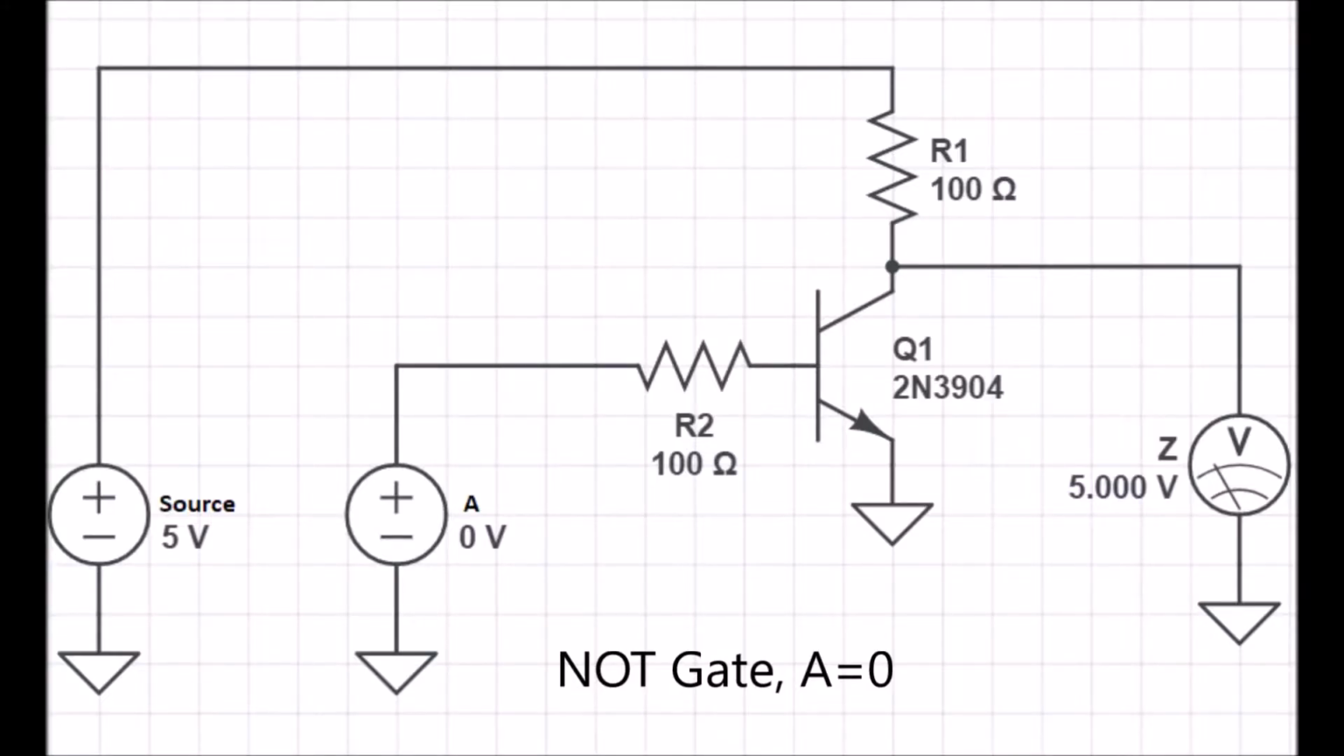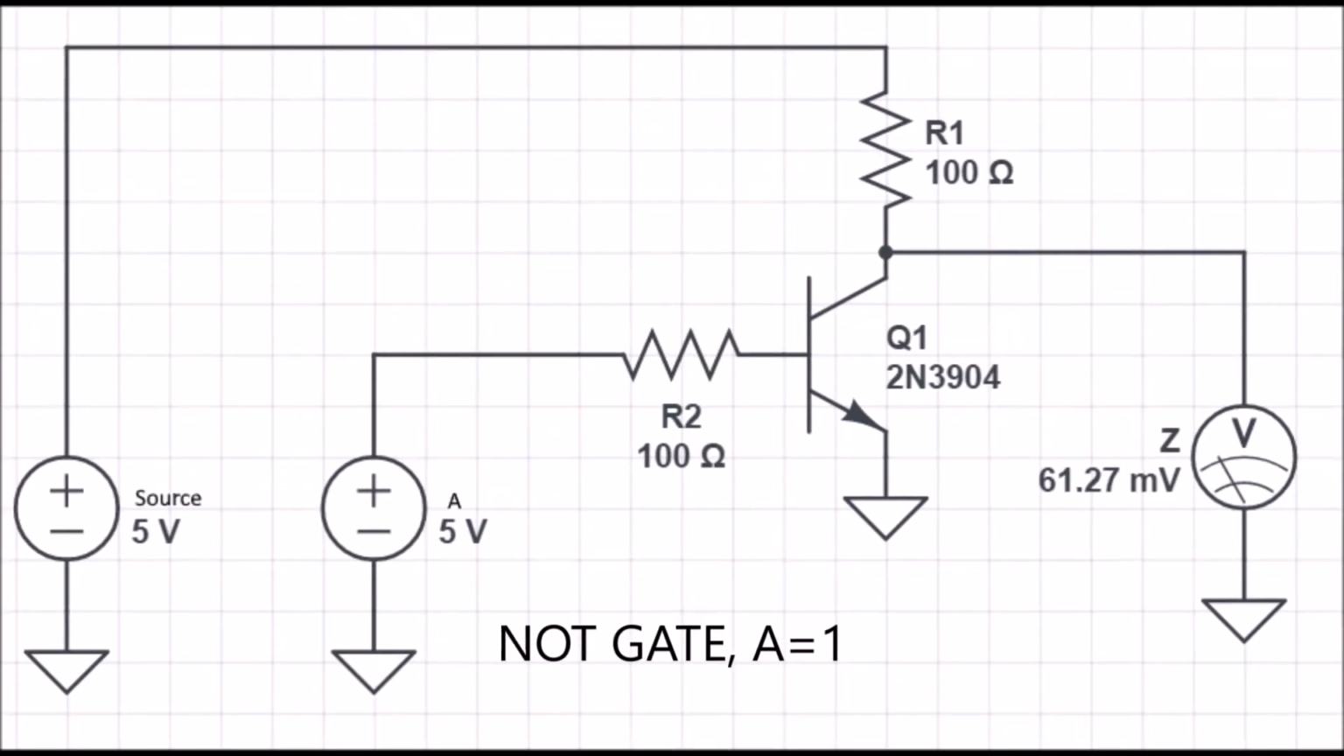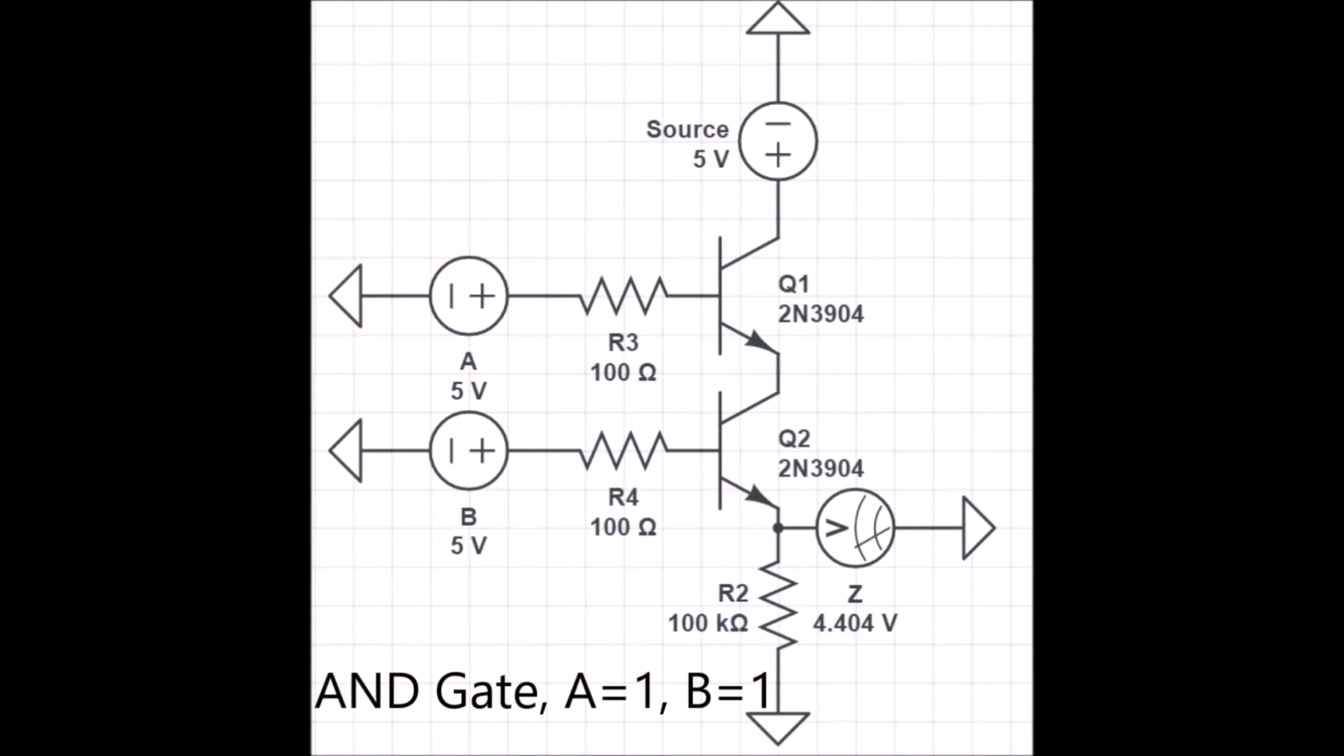Our first BJT circuit is a NOT gate where A is low and Z is correctly returned as high. When A is high, Z will be returned as low. Due to the limitations of the circuit, the voltage of Z is not entirely zero, but it can be assumed to be zero. Our next transistor circuit is an AND gate with A high and B high.